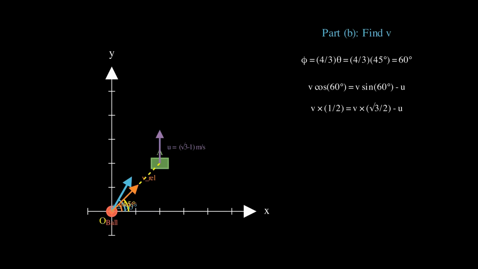Now we can find the ball's speed. Substituting phi equals 60 degrees into our collision equation, v times cosine 60 equals v times sine 60 minus u. Rearranging this equation, v over 2 minus v times square root of 3 over 2 equals negative u. Factoring out v, v times (1 minus square root of 3) all over 2 equals negative u. Solving for v, v equals 2u divided by (square root of 3 minus 1). Since u equals square root of 3 minus 1, the beautiful result is v equals 2 meters per second.